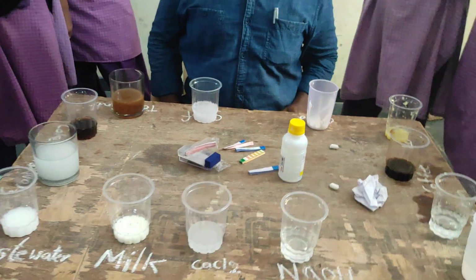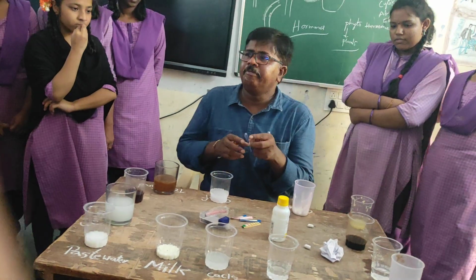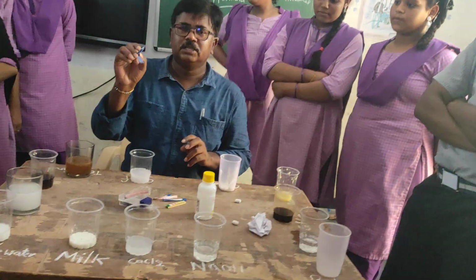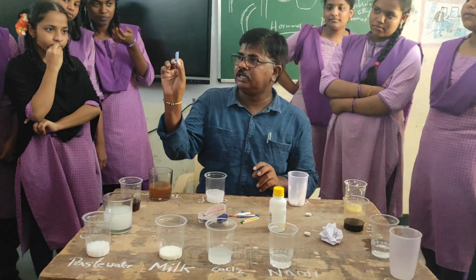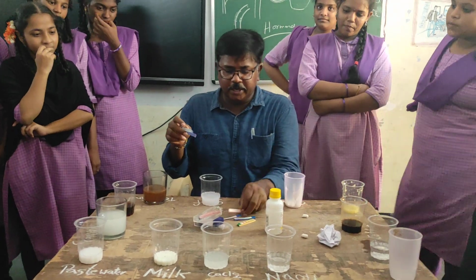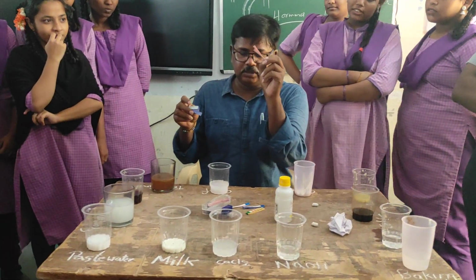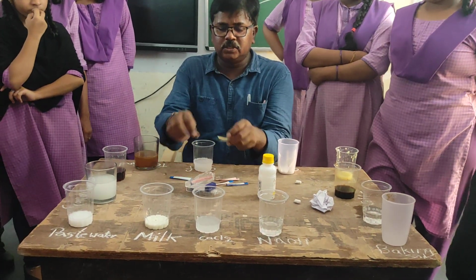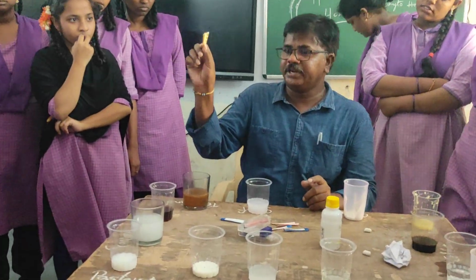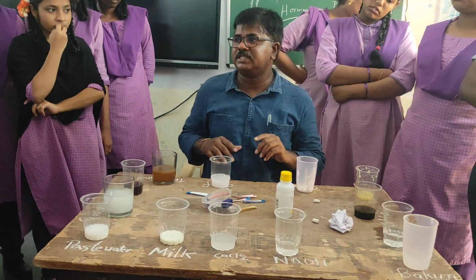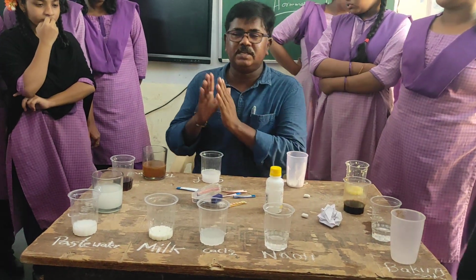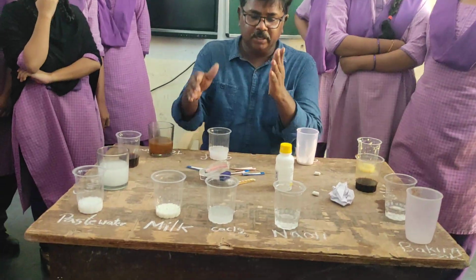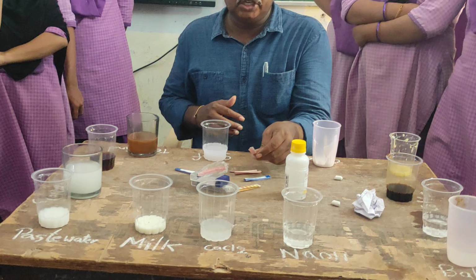Okay, so by using different litmus papers, these are the litmus papers, one in blue color and one in red color. By using the red litmus and blue litmus, and also by using the universal indicator, we will classify the different substances into acids, bases, and salts, by changing their color.